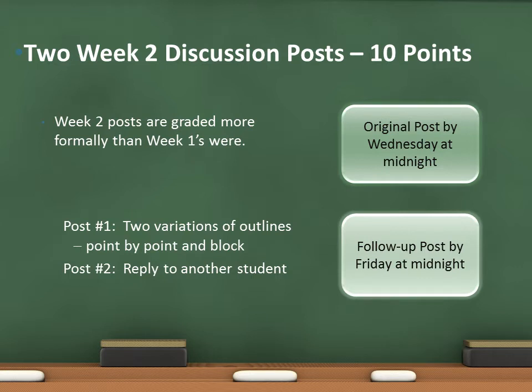The 2 discussion posts this week are again worth 10 points. They are graded in a more formal manner. And for the first post, you are doing 2 different outlines on the same topic. It's any topic that doesn't appear on the list for this week's essay. You can't write on a topic that any student, including yourself, would write on. You'll outline it first in the point-by-point style and then the block style.